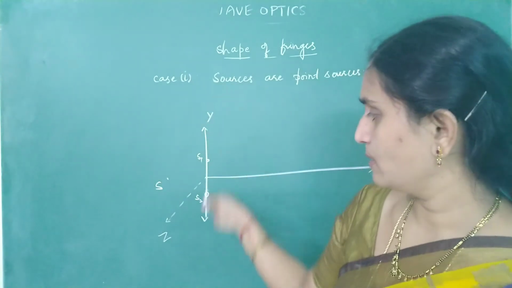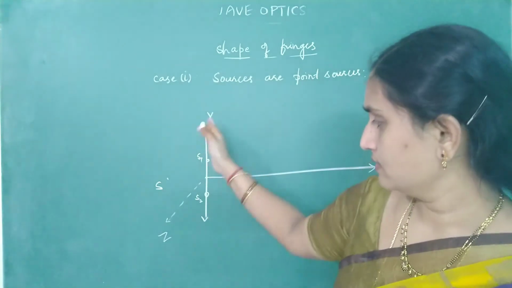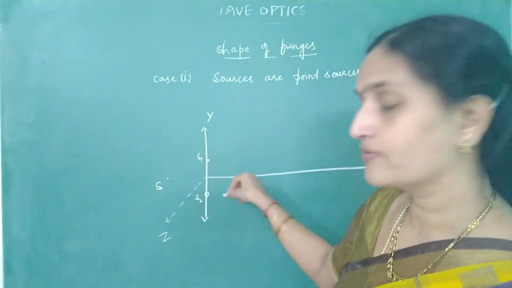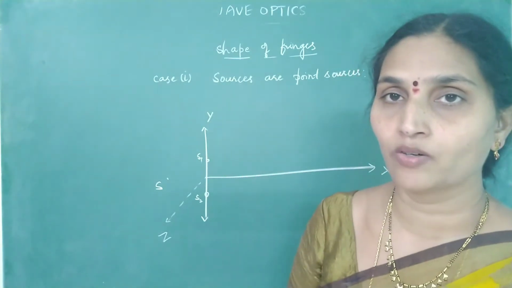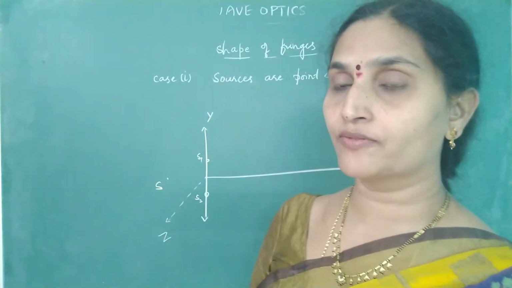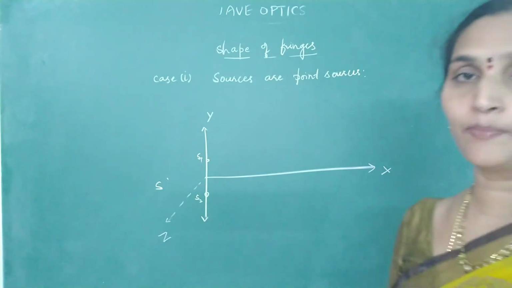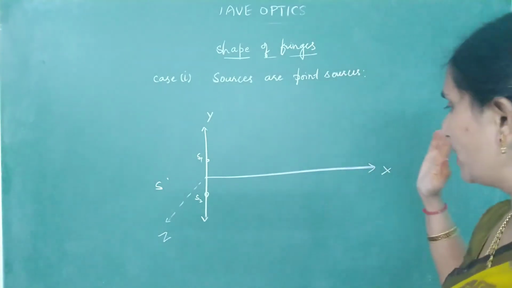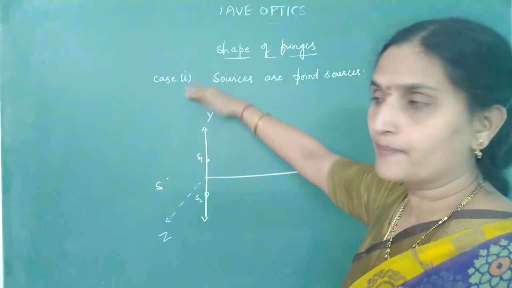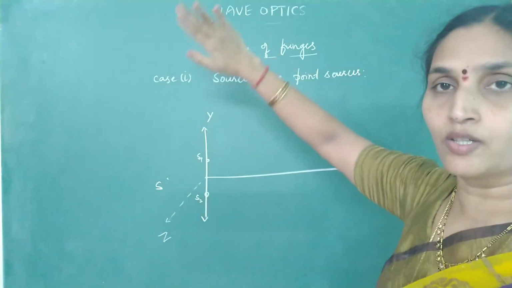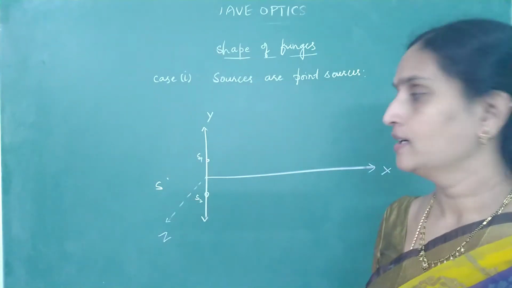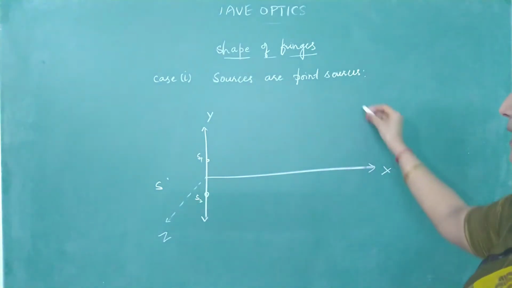In which axis did we place the sources? Along the y-axis. So if you have 2 point sources, we know spherical wavefronts will be emerging from these 2 pinholes. And now we are going to observe what will be the shape of the fringe in 3 different planes: a plane perpendicular to the x-axis, a plane perpendicular to the y-axis, and a plane perpendicular to the z-axis. So let us start with the first plane.